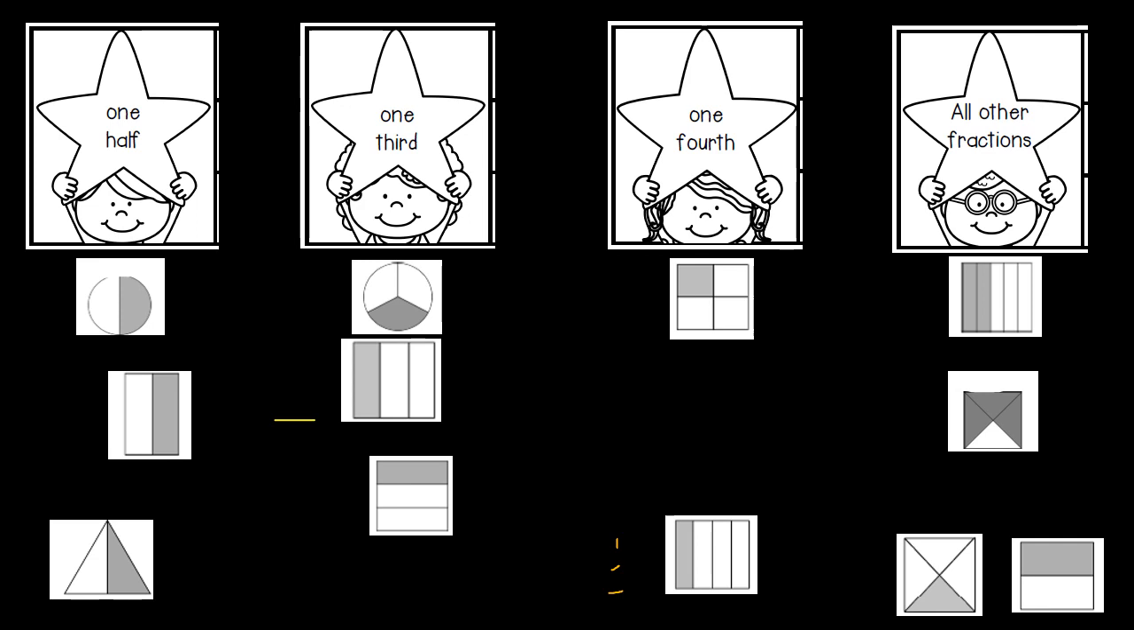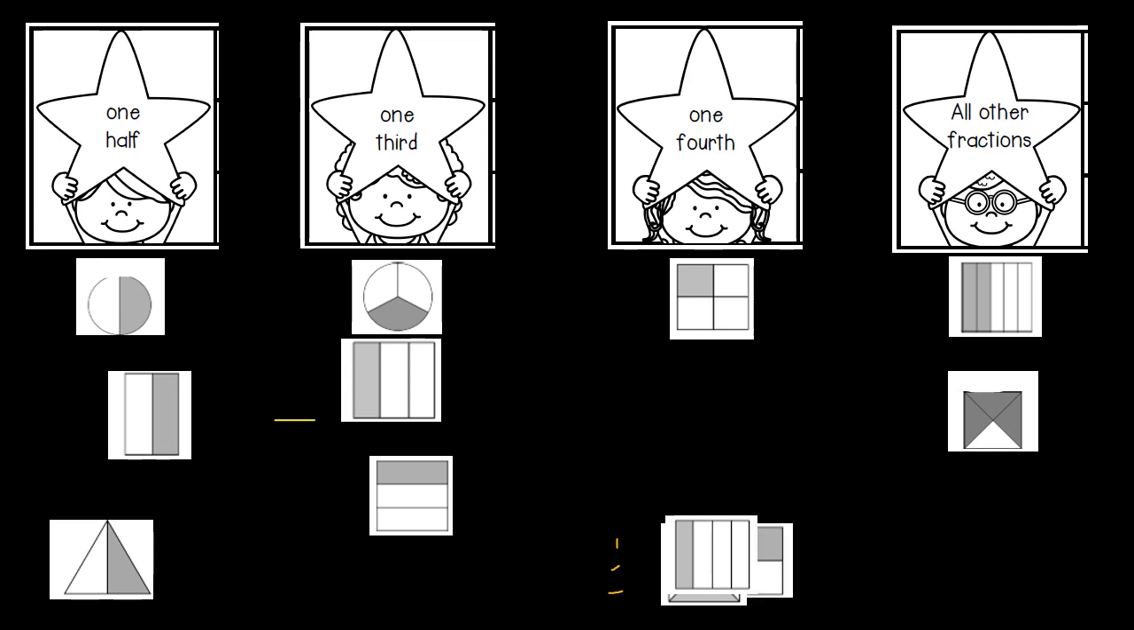This square is cut into 4 pieces. One of them is shaded, so we have 1/4. Oh, that one goes under the other one. Oops. And this last square, again, is cut into 2 pieces, so it is cut in half. Good job.